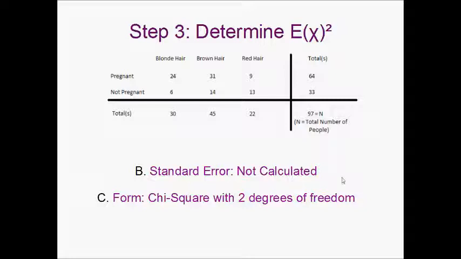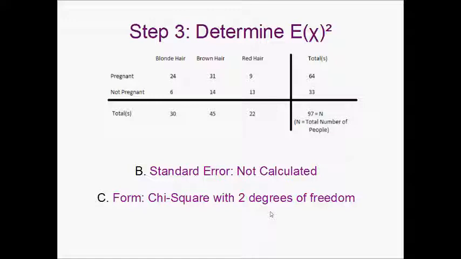For part B, we're going to say standard error not calculated. This is because in statistics there's this thing called standard error where we're trying to find our error rate, but this is something we don't have to worry about. We just simply say standard error not calculated. For part C, we're going to say form chi-square with 2 degrees of freedom. This is just simply saying what we're going to form.